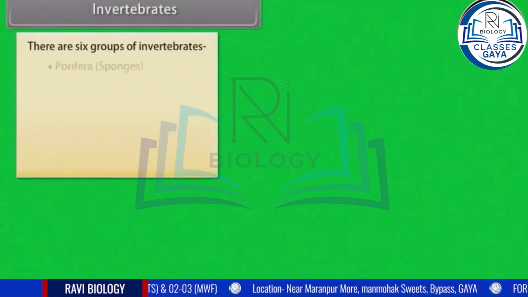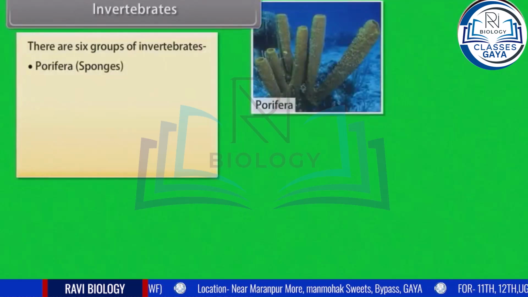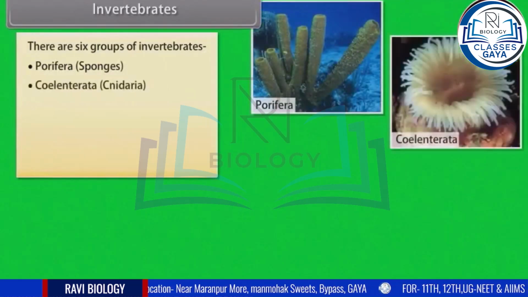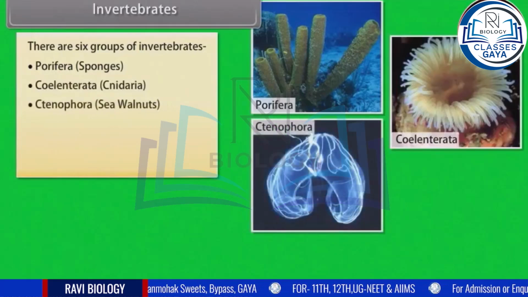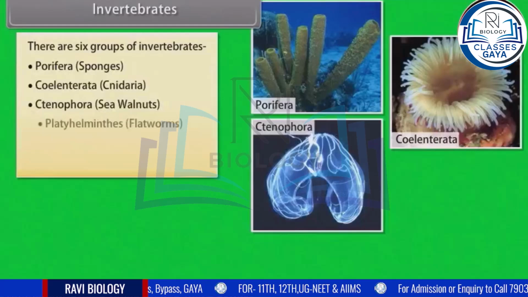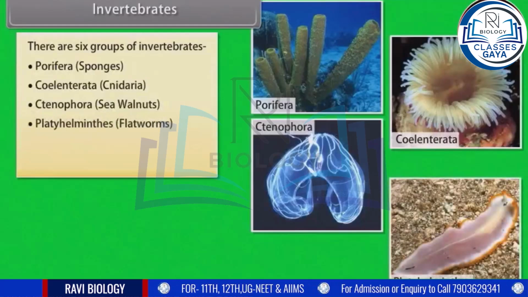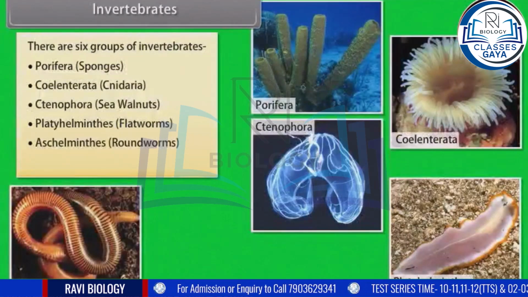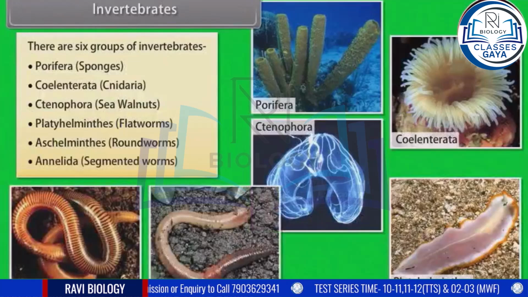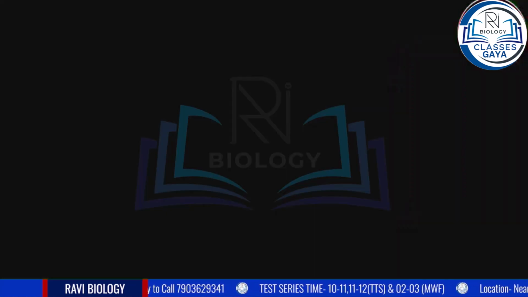They are Porifera, example, sponges; Coelenterata, example, Cnidaria; Ctenophora, sea walnuts; Platyhelminthes, example, flatworms; Aschelminthes, example, roundworms; Annelida, example, segmented worms.